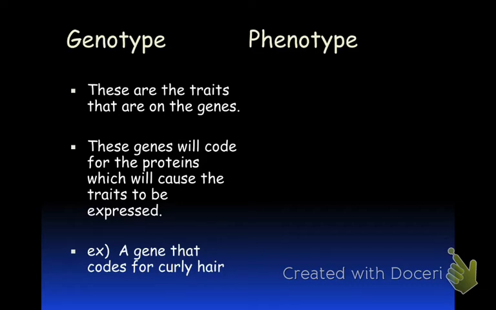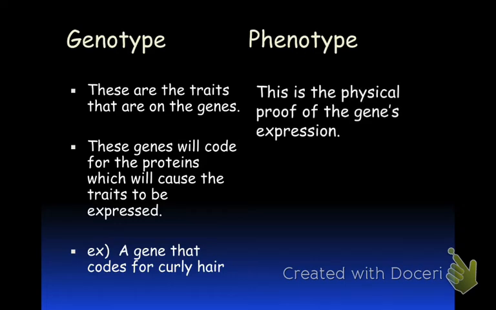So if you've got a gene that codes for curly hair, that's your genotype. But when we look at the individual and the individual has curly hair, that's its phenotype. So the phenotype is the physical proof of that gene's expression.